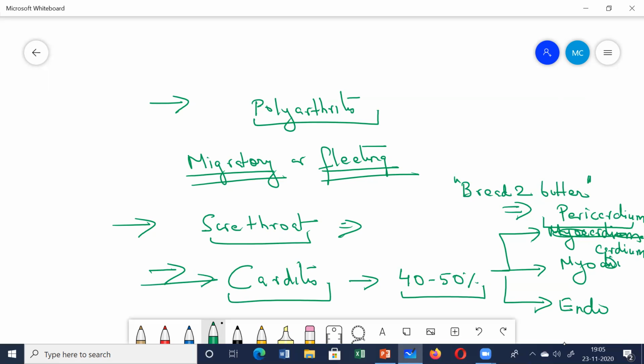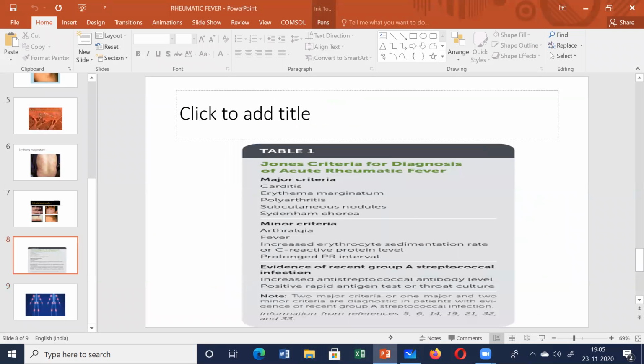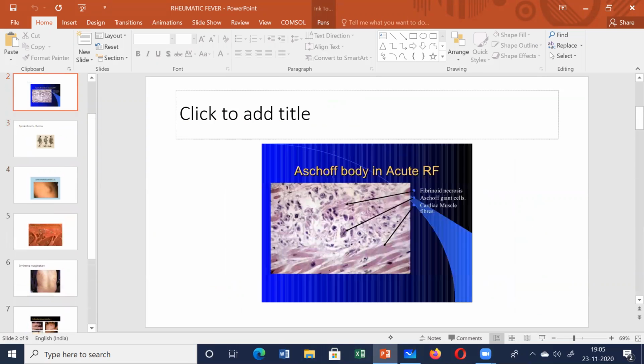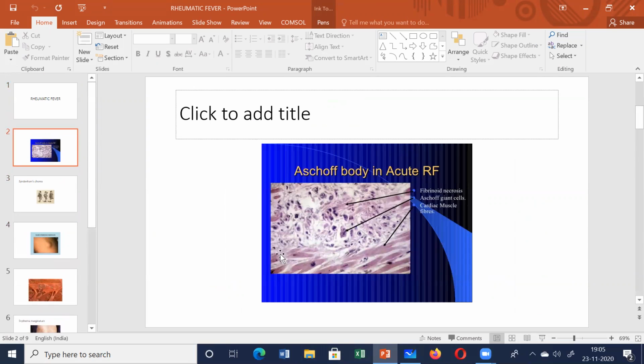Okay. Now, what about the myocardium? About the myocardium, you should know how the myocardium is affected. Again, I'll show you a picture here. See here, look at this myocardium. This is, microscopically, we have viewed the myocardium. And can you see here the Aschoff bodies? Aschoff bodies, look at here. I'll just put it in slideshow mode.